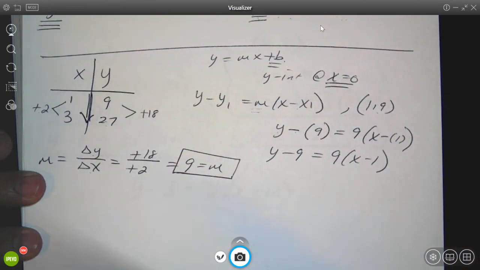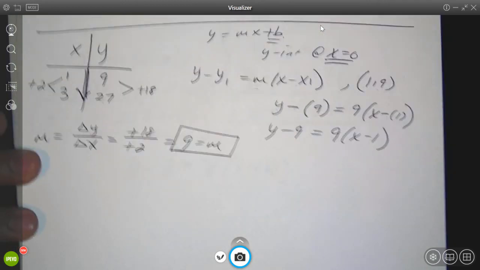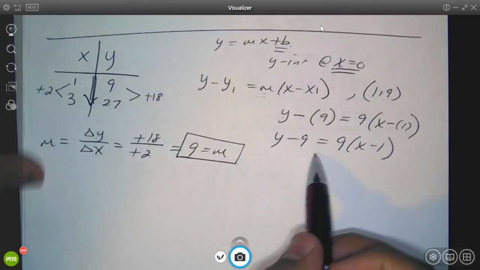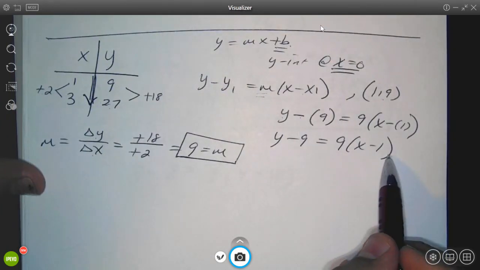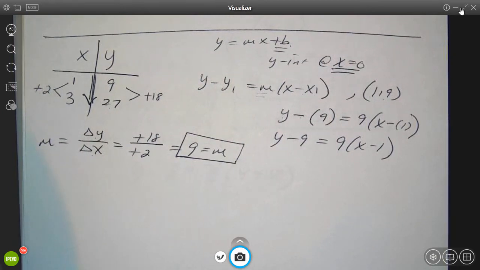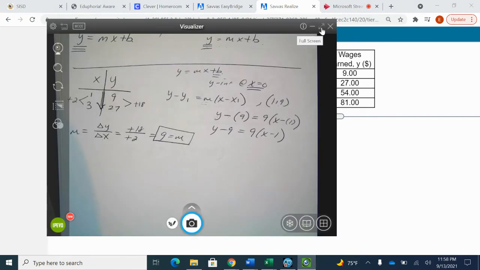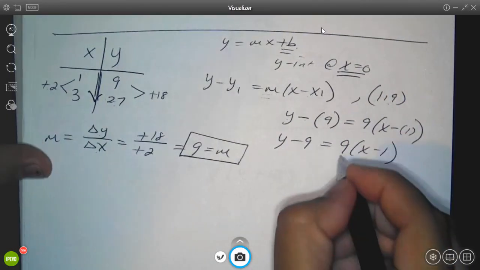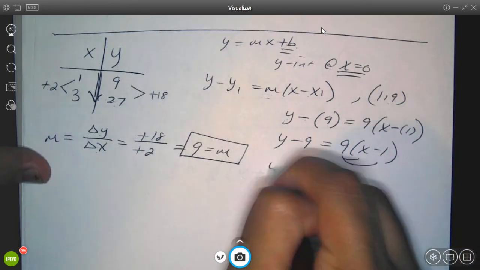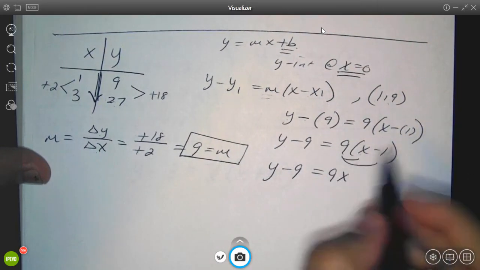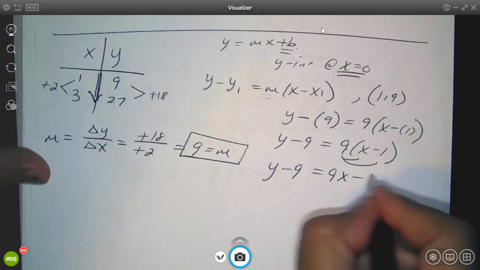Now remember, I know some of you are probably going to figure this out a different way and a lot faster, but I'm just showing you for practice purposes. So here I have it in point slope, but they wanted slope-intercept, as you can clearly see on the homework. Slope-intercept, y equals. The first thing we do is distribute. So I get y minus 9 equals 9 times x is 9x, and 9 times a negative 1 is a negative 9.